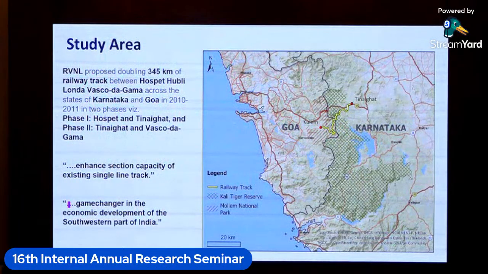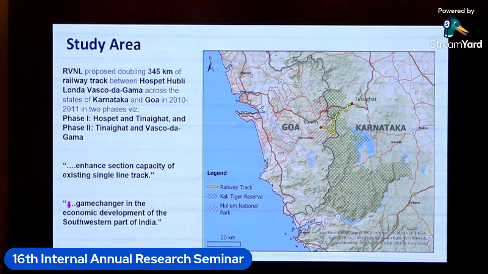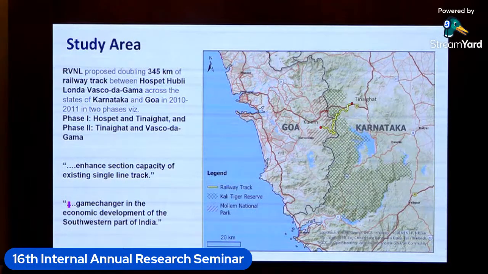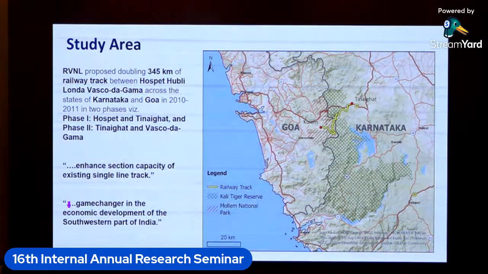So this project mainly looks into the proposal of railway doubling of 38 kilometers that passes through two protected areas, from Vinay Ghat in Karnataka up to Kulem in Goa, which is part of a total doubling proposal from Hospet to Vasco da Gama. So currently, the doubling work has started outside the protected areas, and so it gives an emphasis on the urgency of this project.